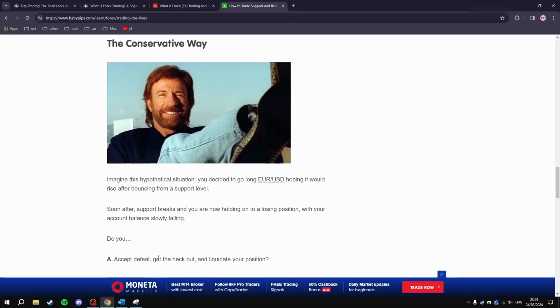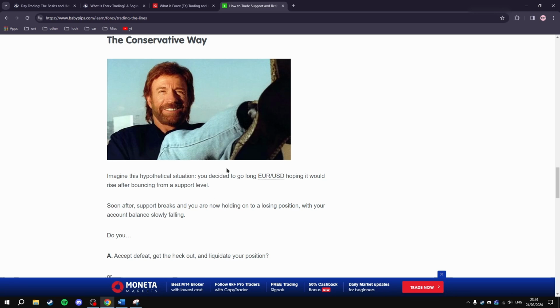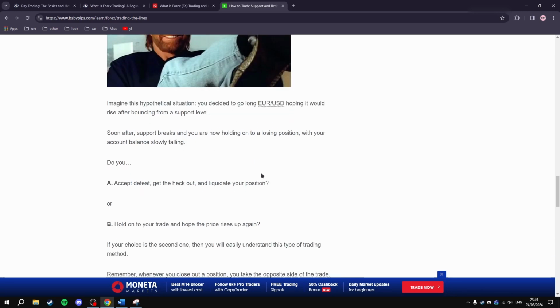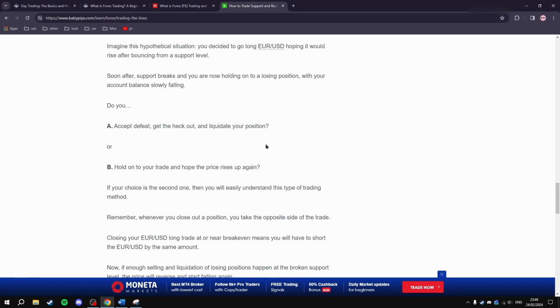Imagine this hypothetical situation. You decide to go long EURUSD hoping it would rise after bouncing from a support level. Soon after, the support breaks and now you're holding onto a losing position, with your account balance slowly falling. Do you accept defeat and liquidate your position, or hold on to your trade and hope the price rises up again? If your choice is the second one, then you will easily understand this type of trading method.